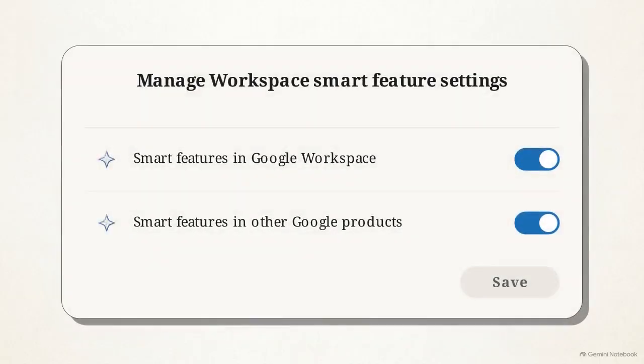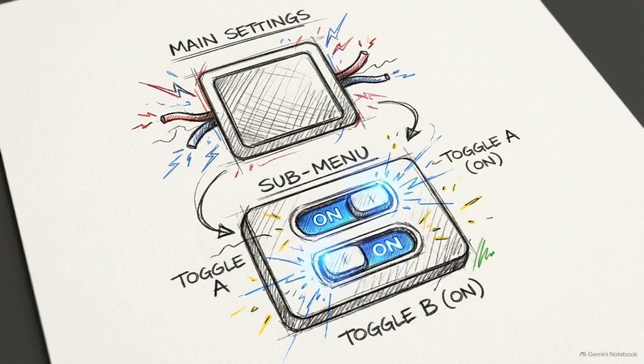Inside this secondary menu, you will see two more toggles: Smart Features in Google Workspace and Smart Features in other Google products. Both must be manually disabled and saved. Because these toggles are independent, achieving a complete opt-out requires navigating both menus. Disabling only the primary checkbox leaves the workspace and cross-product features running.